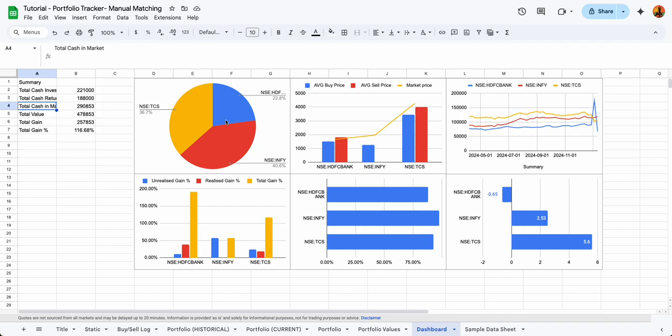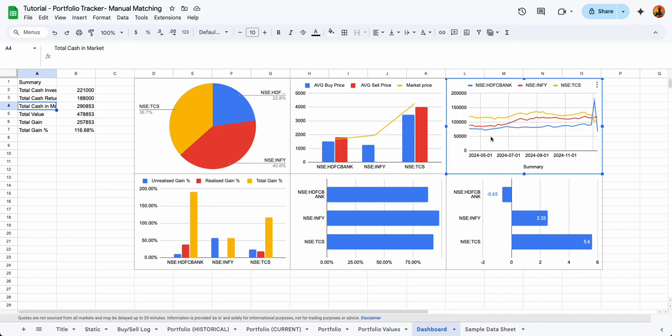But basically what I've done in here is I've got the composition of my portfolio. What percentage of my portfolio is allocated in each of the scripts is something that you can see from this pie chart. Then I've got the comparison of the average buy price, average sell price, and the current market price. This will give me a quick idea of where every stock is with respect to my purchase prices.